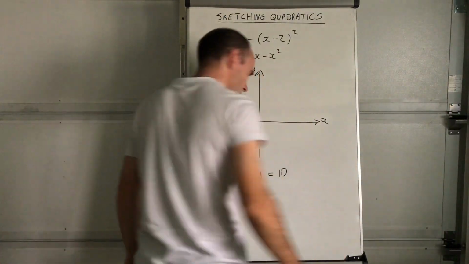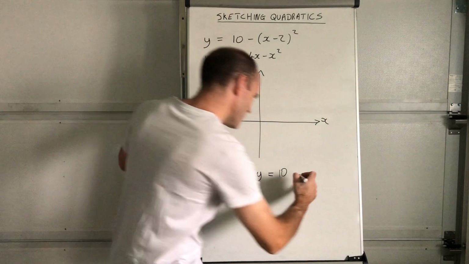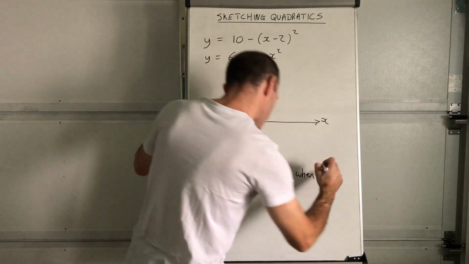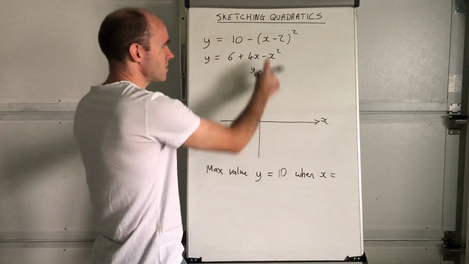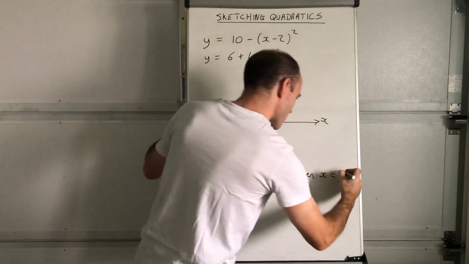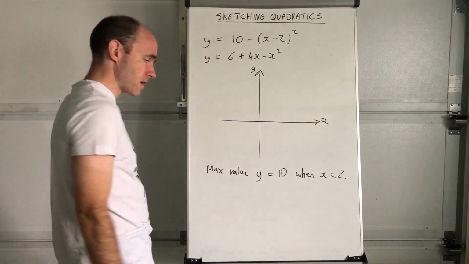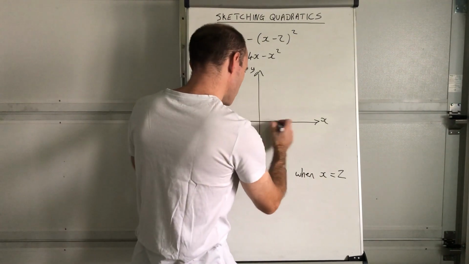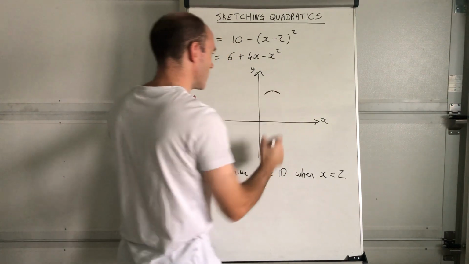I'll come back to this side, much more comfortable over this side. And then when is that going to happen? That's going to happen when x is equal to what? What makes the bracket 0? It's x is 2, when x is equal to 2. And then you've got the coordinates of the maximum point there: 2, 10. That's going to be a maximum point.